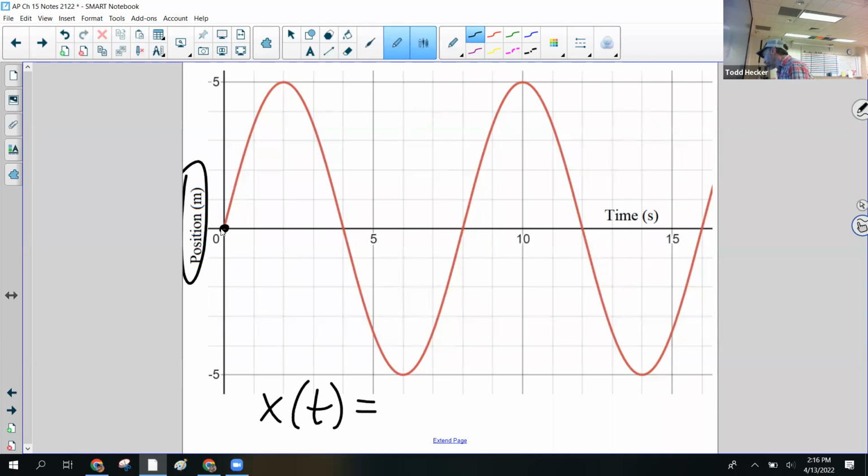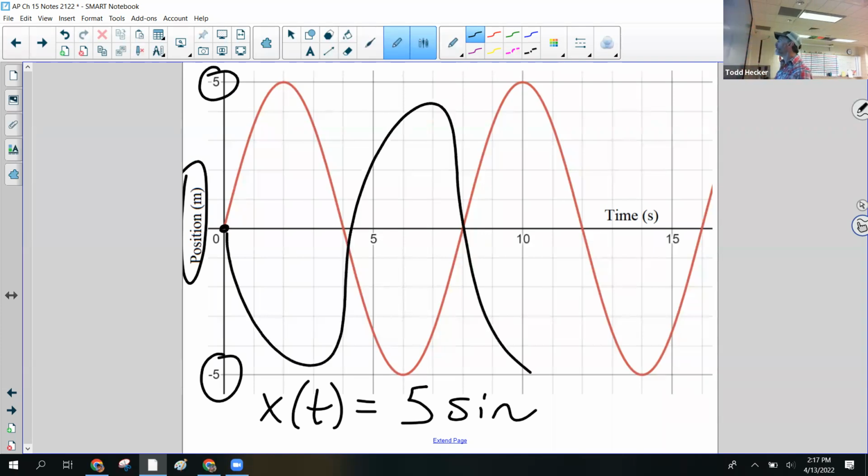Well, we know it's a sine function, so let's go ahead and write sine. Now, ordinarily, sine oscillates between 1 and -1. This goes between 5 and -5, so this is going to be 5 times the sine. It's +5 because it goes up first. If it had gone down first, then it would be -5.